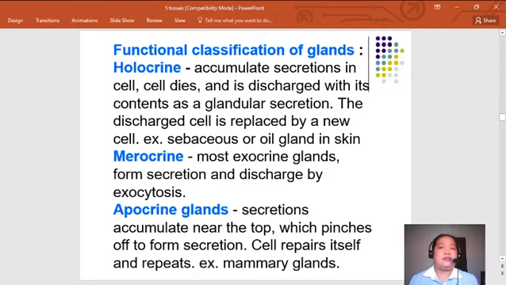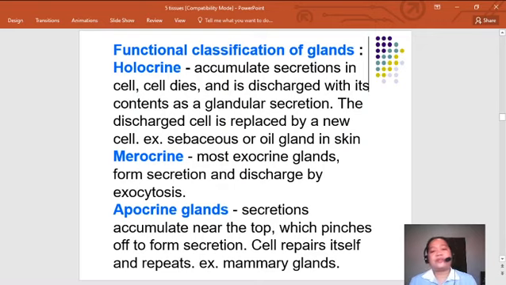Functional classification of glands could either be holocrine, merocrine, and apocrine glands. Apocrine, holocrine, and merocrine describe how they release the substances of the cell. Holocrine accumulates secretions in the cell and then the cell dies. It discharges the contents as a glandular secretion, then the cell is discharged and replaced by a new one. One good example is the sebaceous or oil glands in our skin.